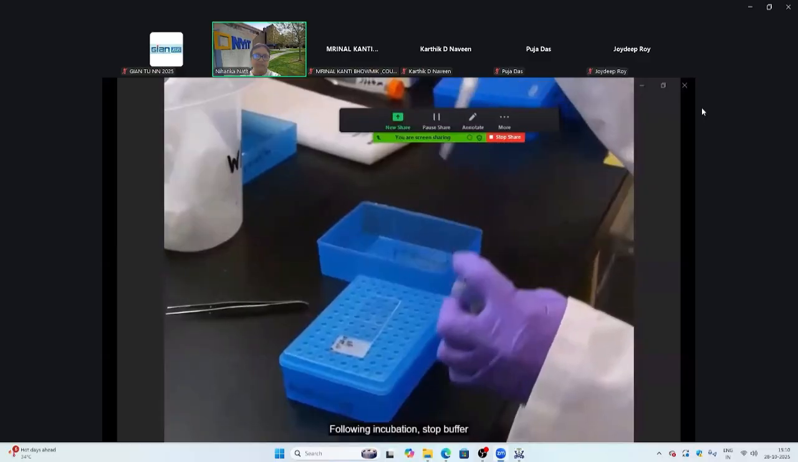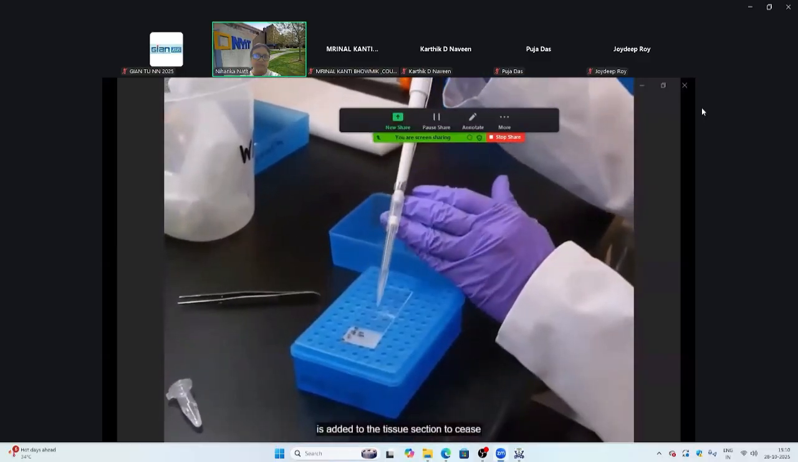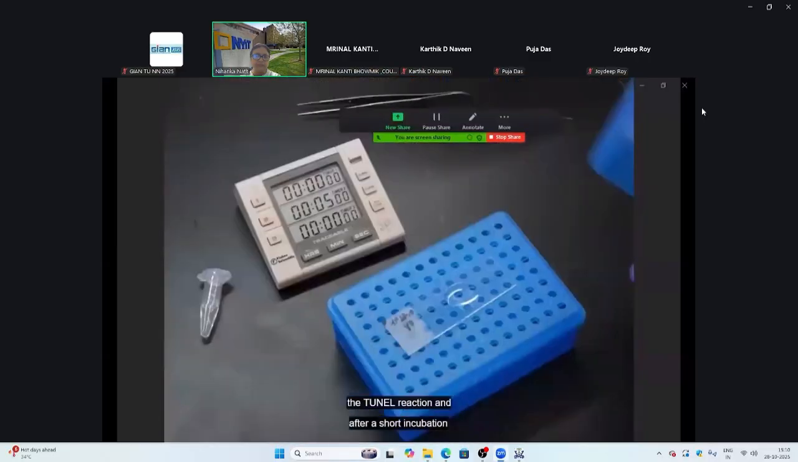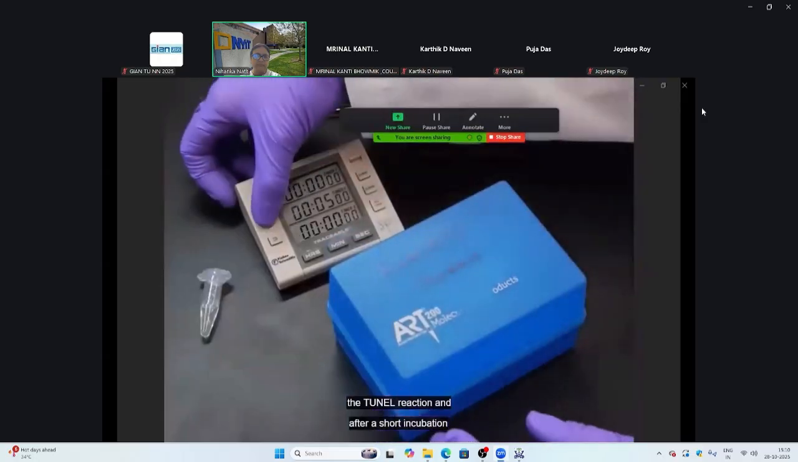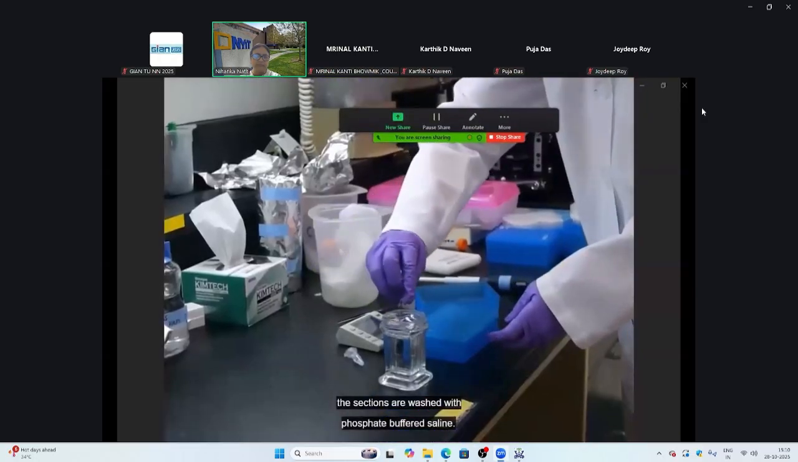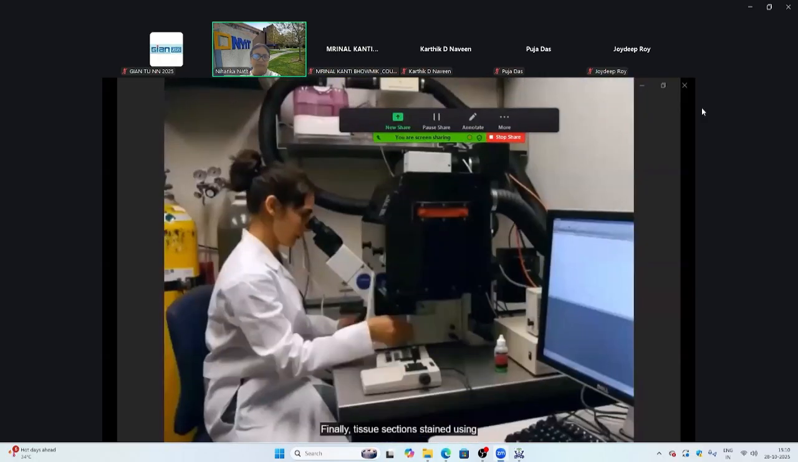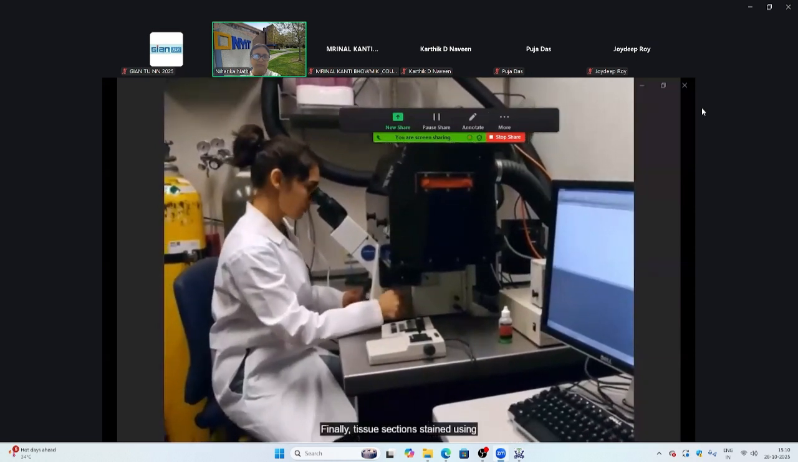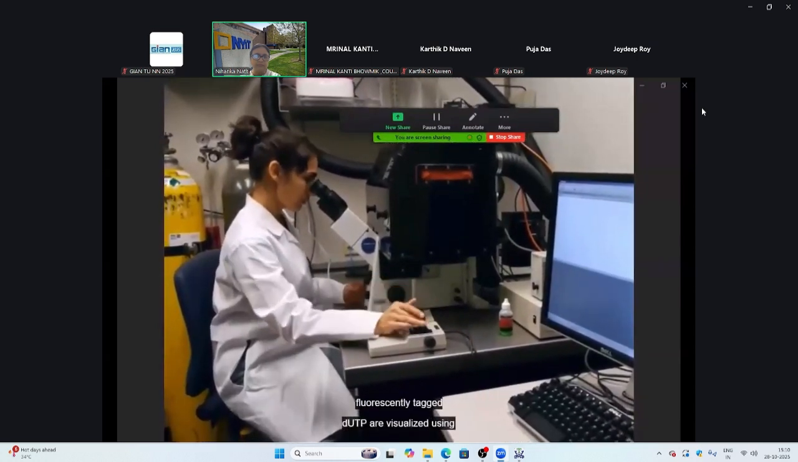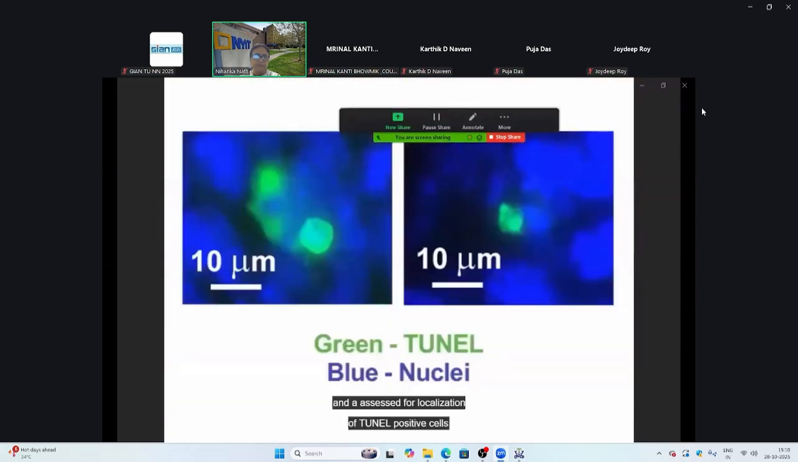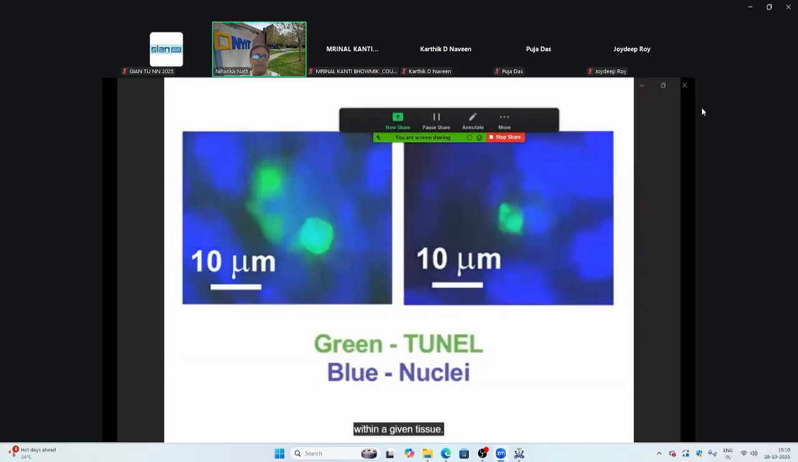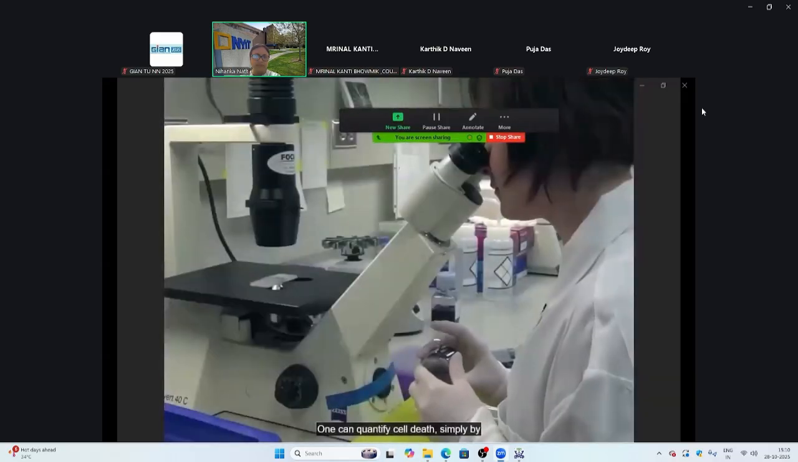Following incubation, stop buffer is added to the tissue section to cease the TUNEL reaction, and after a short incubation, the sections are washed with phosphate-buffered saline. Finally, tissue sections stained using fluorescently tagged dUTP are visualized using fluorescence microscopy and assessed for localization of TUNEL-positive cells within a given tissue. One can quantify cell death simply by counting the percentage of TUNEL-positive cells in a given tissue section.